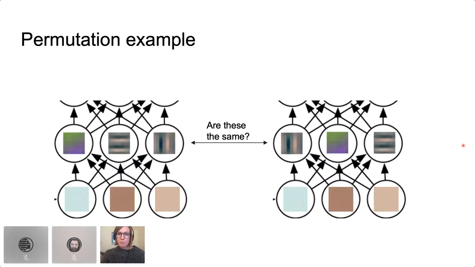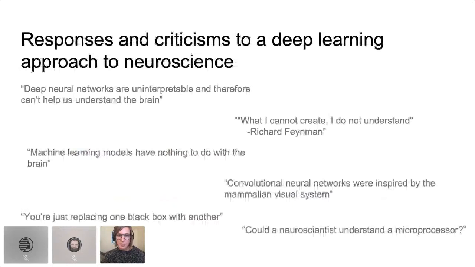So that concludes the overview of the methods. And for the remaining time, I wanted to talk a little bit more about responses to this kind of research and some of the meta-scientific questions that come up. So this type of research that I've been talking about, comparing artificial intelligence models to biological brains, can be considered one arm of a deep learning approach to neuroscience.